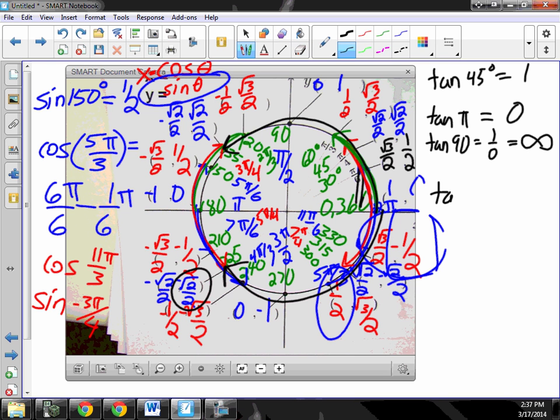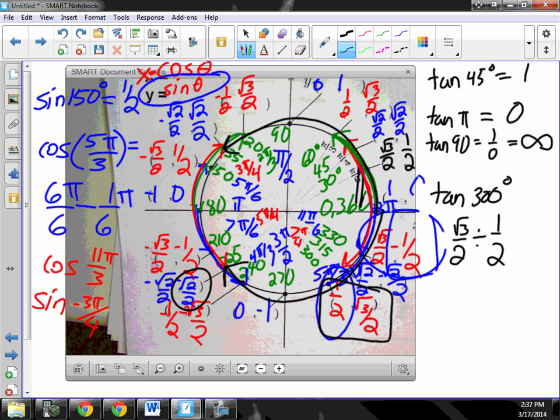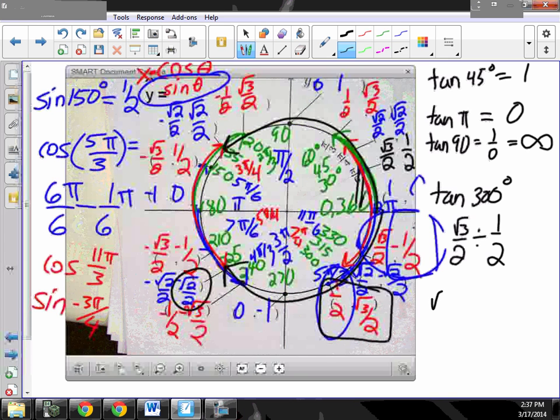The tangent of, let's do something like 300. So 300 degrees is this. And here's how I want you to write it. √3/2 divided by 1/2. For some reason, if you write it this way, you remember the rule. If you write it as √3/2 divided by 1/2, you forget the rule. I don't know why.